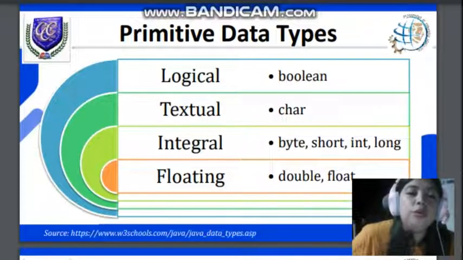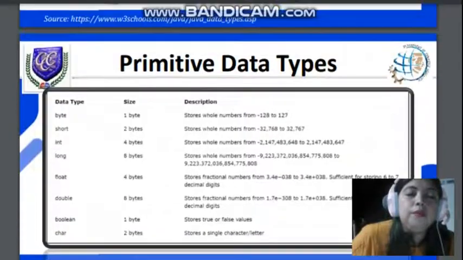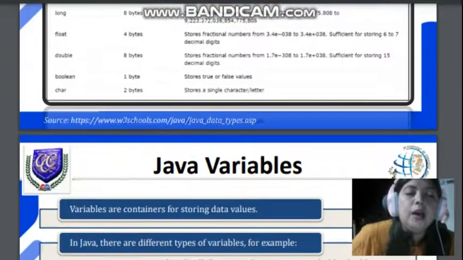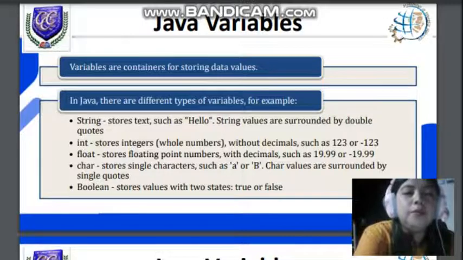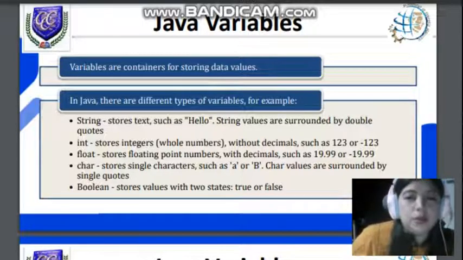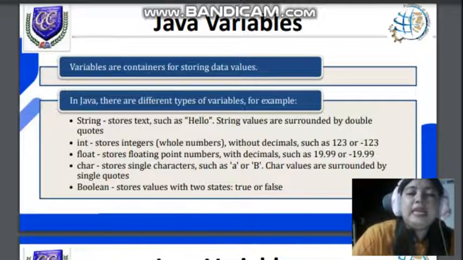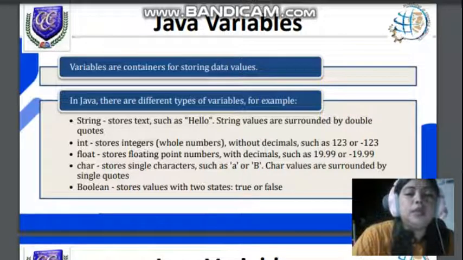Alright, so we're done with the primitive or different data types, primitive and non-primitive. Let's talk more about variables. So, ito na yung kaninang pahapyaw na binanggit ko sa inyo. Variables are containers for storing data values. So, yung data values na tinatawag natin, ito yung mga nilalagay natin sa ating container na kinreate.